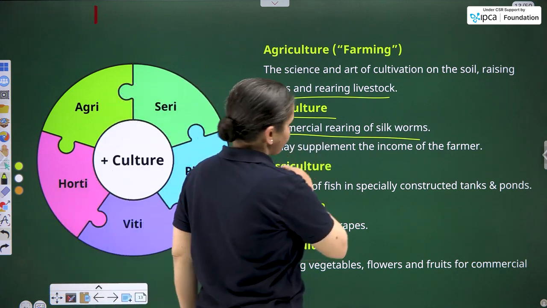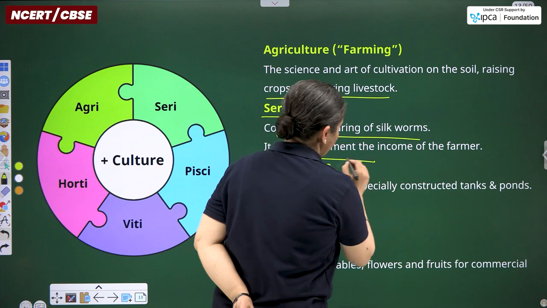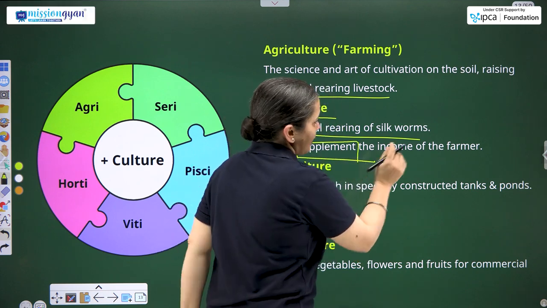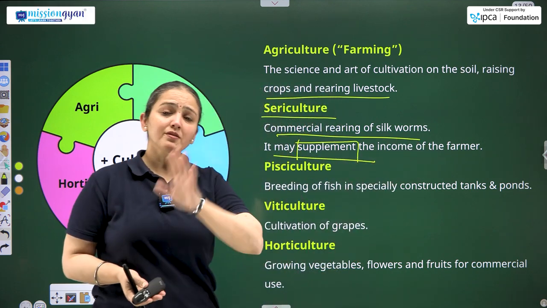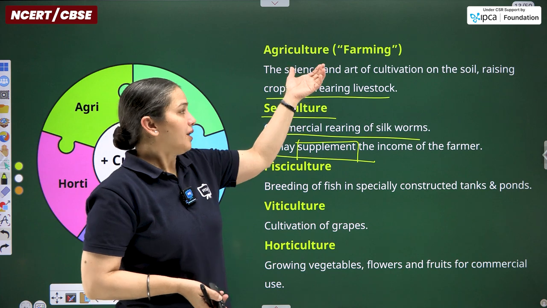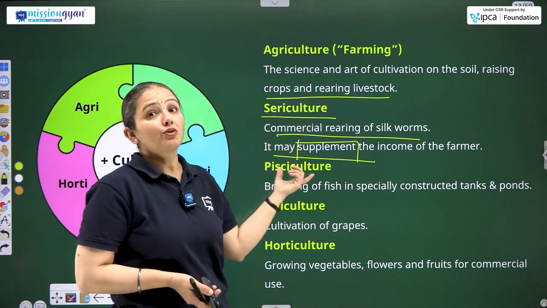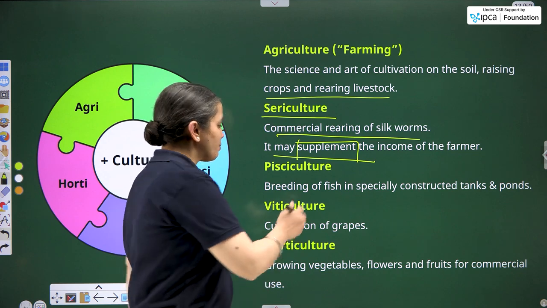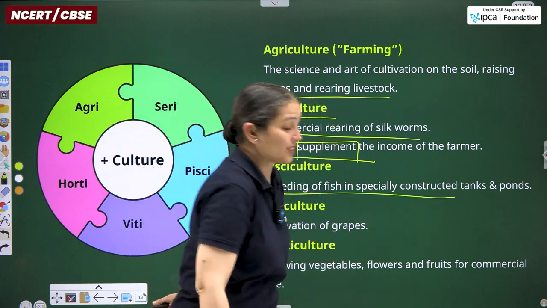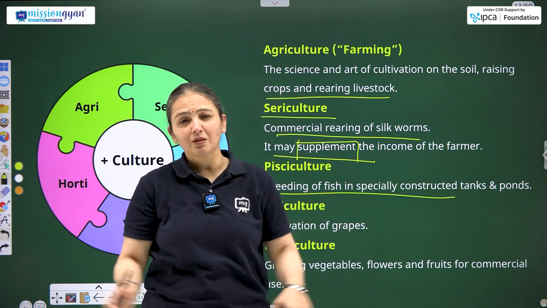So commercial rearing of silkworms may supplement or add to the income of the farmer. Along with doing agriculture, we can also follow the sericulture part. We can also do pisciculture. What is pisciculture? Breeding of fishes in specially constructed tanks or specially constructed ponds.